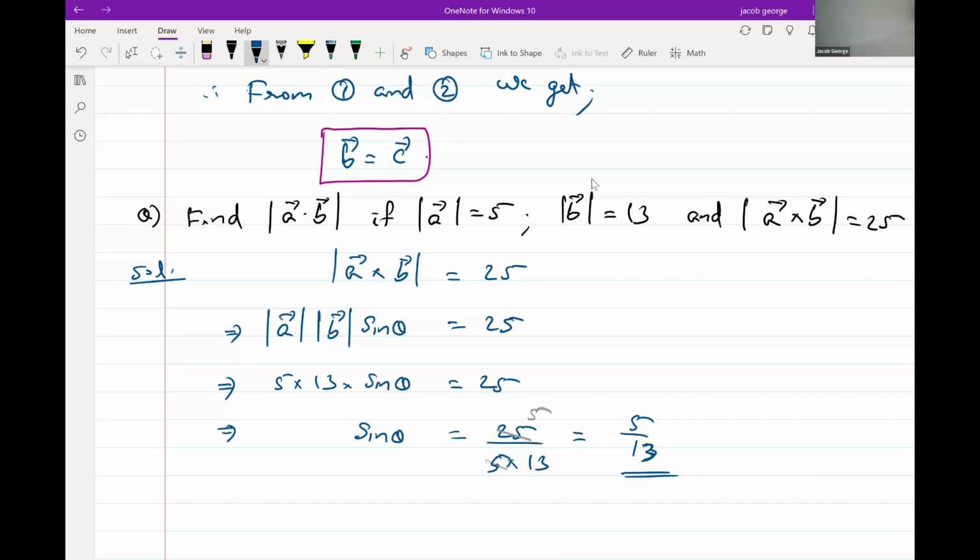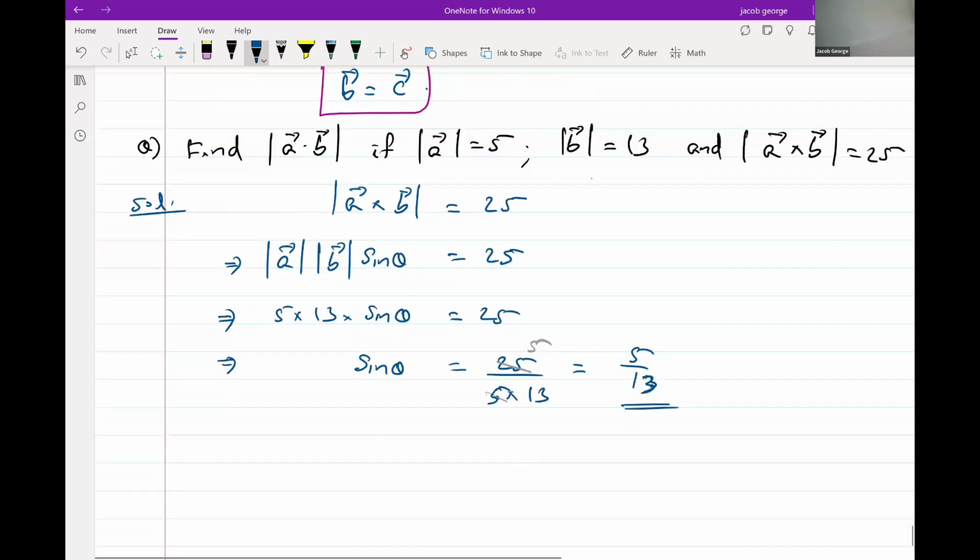Now we have to find out dot product. For dot product, what is required? Cos theta is required. From sin theta, how can we find cos theta? There are two methods. One method is identity. Cos square theta is equal to 1 minus sin square theta. Second method is triangle. Sin theta is opposite side by hypotenuse. We find adjacent side and find cos theta. So I will use identity method.